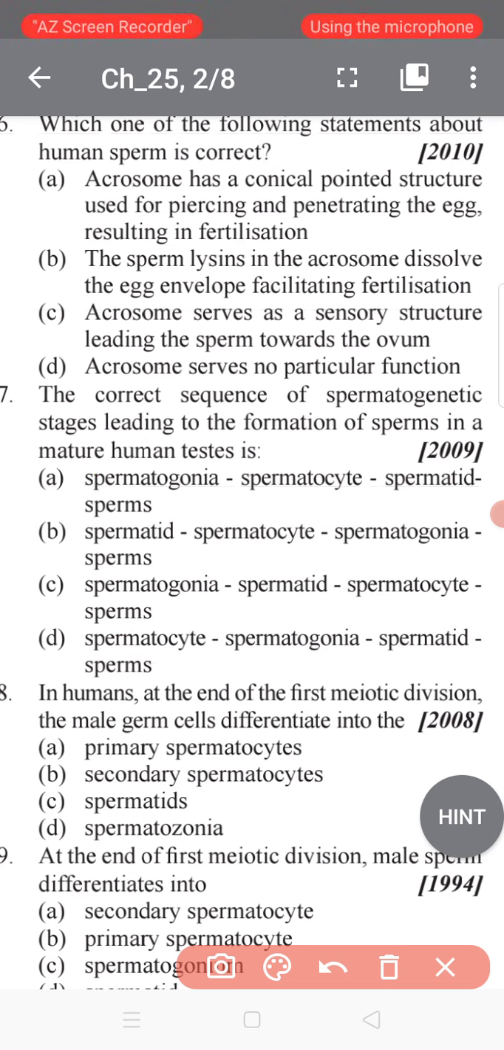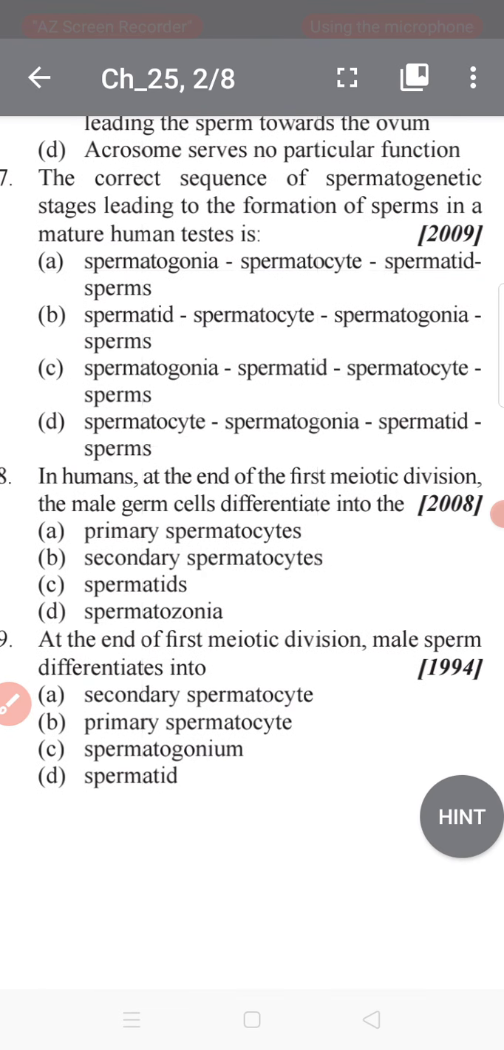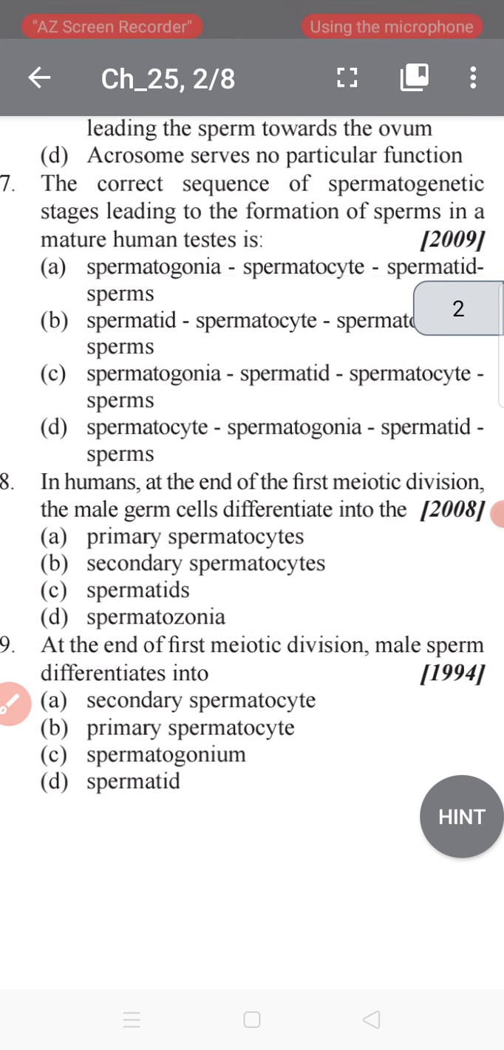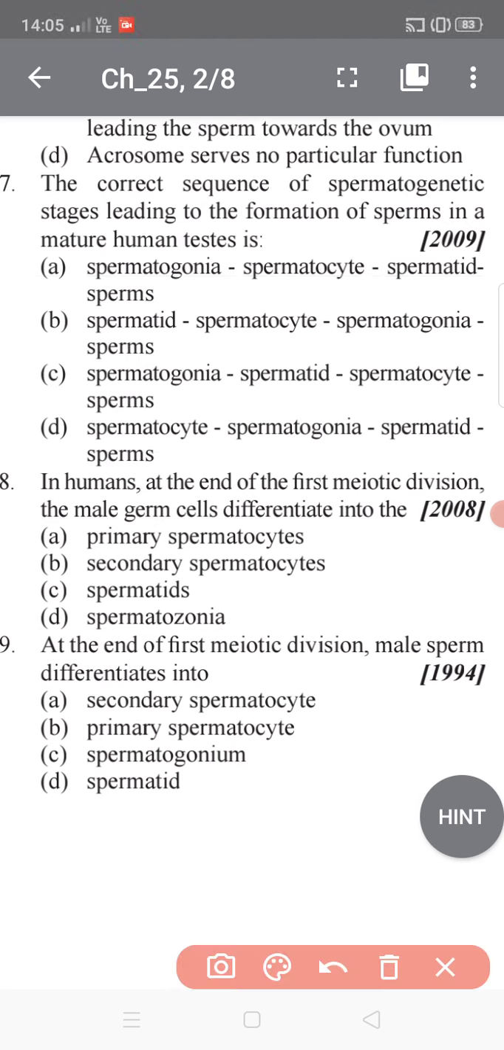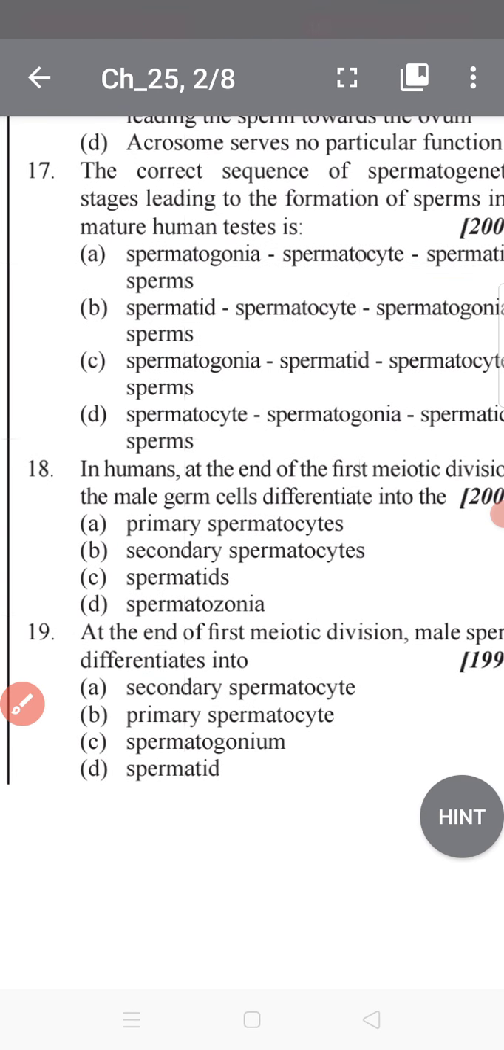Okay student, now we are going to question 18. In humans, at the end of the first meiotic division, the male germ cell differentiates into primary spermatocyte, secondary spermatocyte, spermatids, and spermatogonia. Tell me. Do you know this answer? Of course not, but I will try to get it.